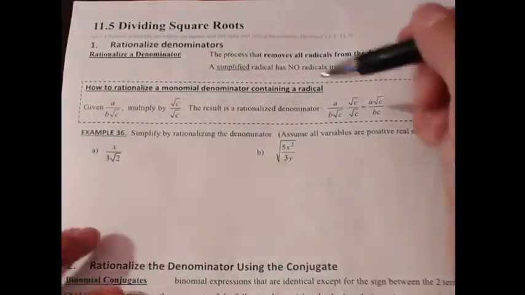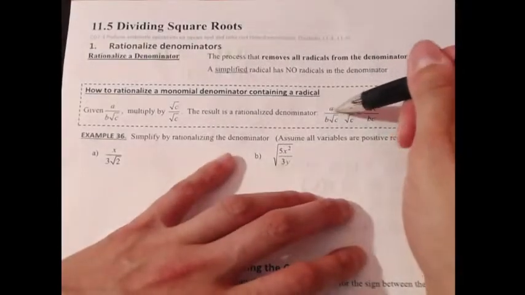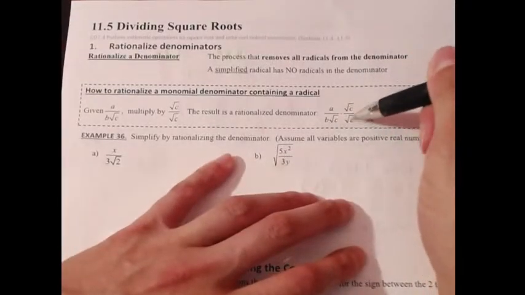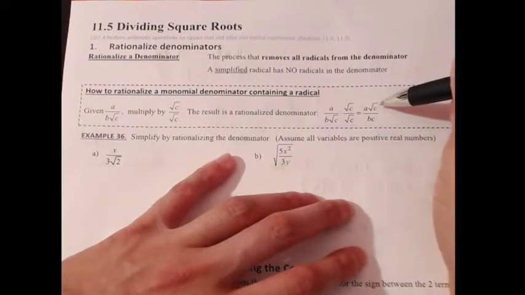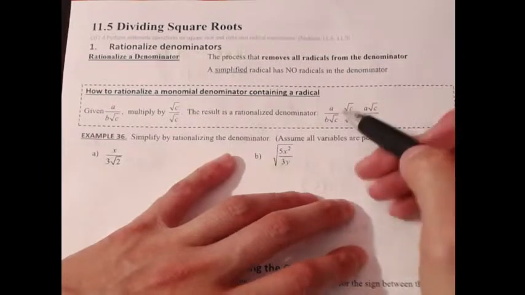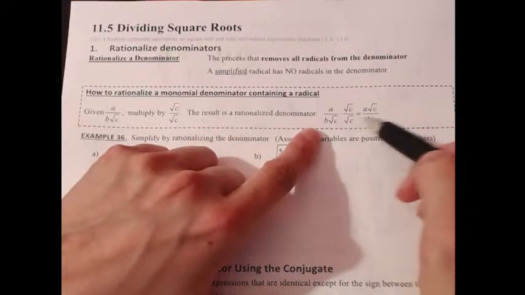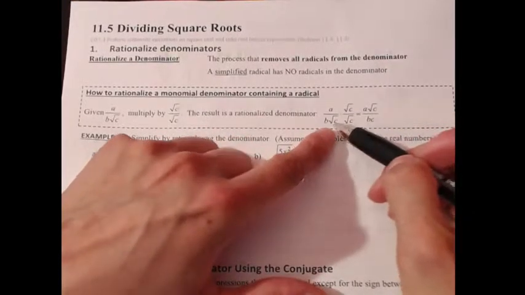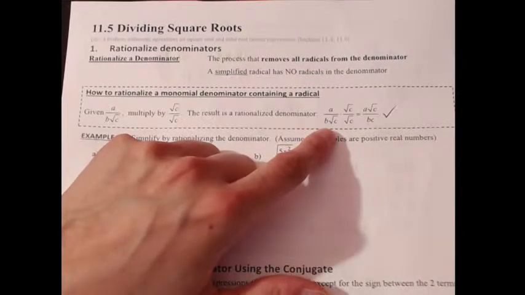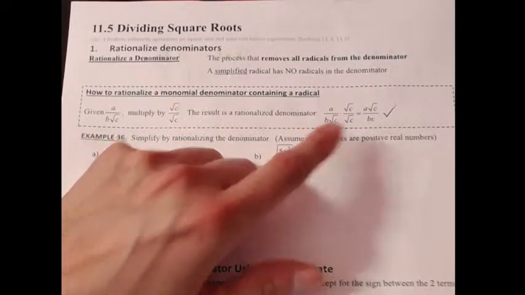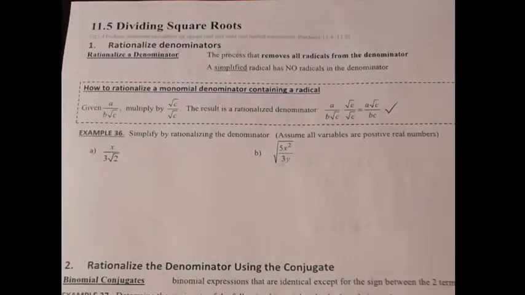Check out what happens. If we have a over b square root of c times square root of c over square root of c, first off, a times square root of c is simply a square root of c. And then b times 1 is b, and square root of c times square root of c is c. And you've just eliminated the square root from the denominator. That's what you're looking for. Easy peasy.